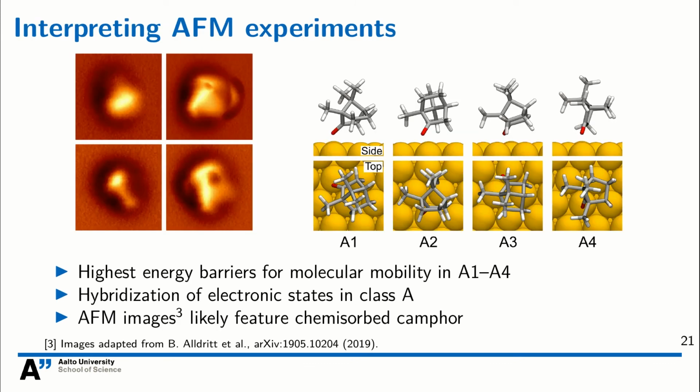Now we can take a look back at the experiments. In our model, the highest energy barriers for the mobility of camphor are in structures A1 to A4. And also we observed hybridization of the electronic states in class A, which indicates chemisorption of the molecule to the copper surface. Based on this, we conclude that the static adsorbates in the AFM images likely feature chemisorbed camphor molecules.